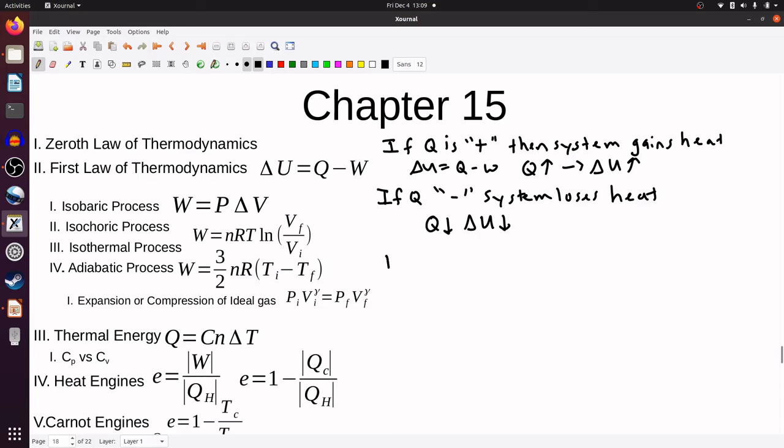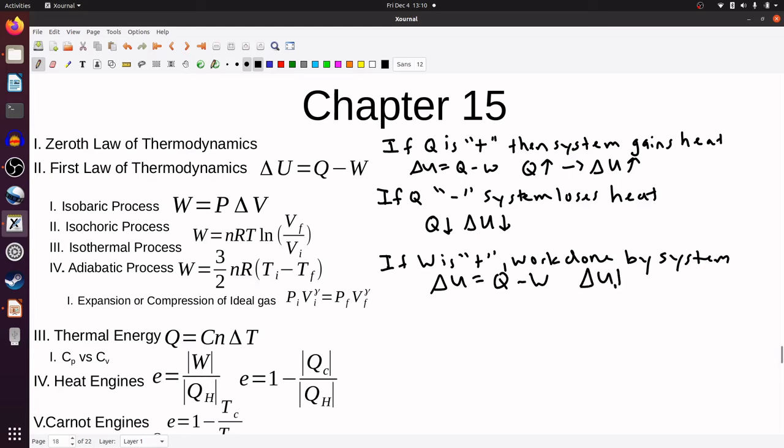Work. If work is positive, then work is done by the system. And so if the work is positive, so delta U is equal to Q minus W. If that W is positive, that's going to be subtracting away from your internal energy, so your internal energy is going to be decreasing.